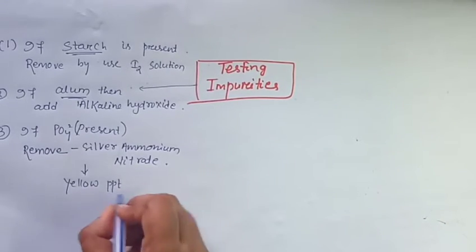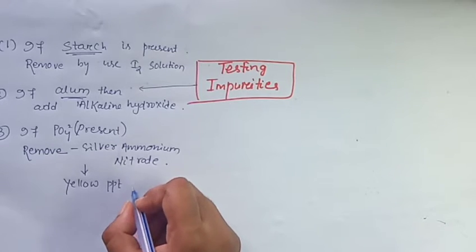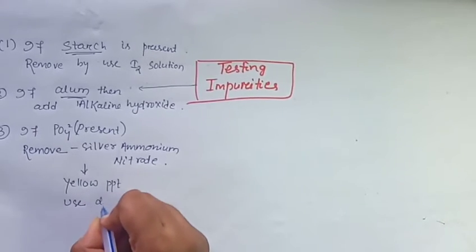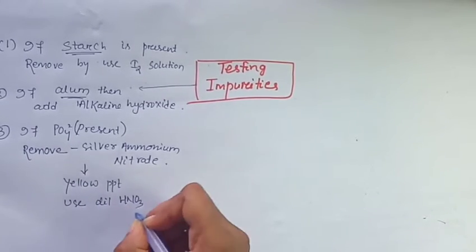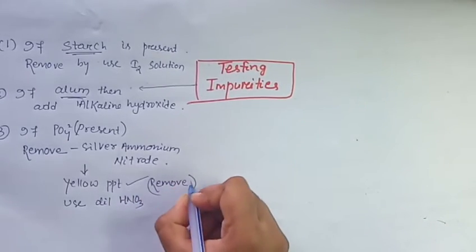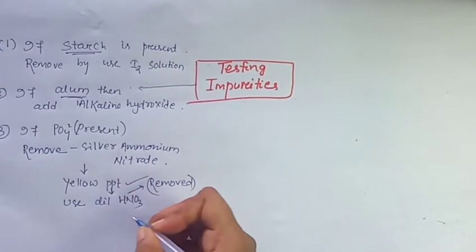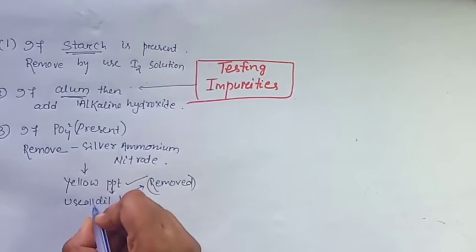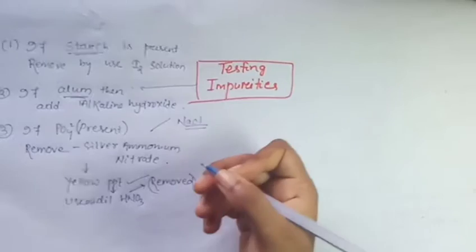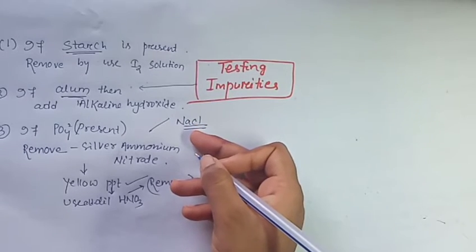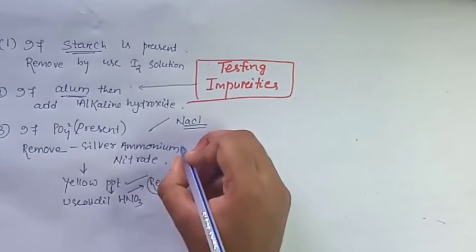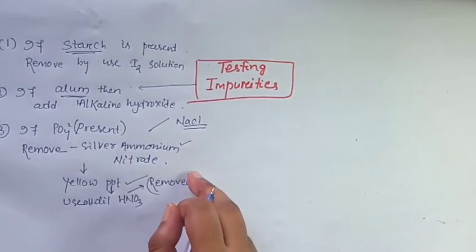Then when this yellow ppt is found, we use cold dilute HNO3, so that the yellow ppt will be removed by dilute HNO3. So that is the removal of phosphate. But here one thing: if sodium chloride or common salt is present, then silver nitrate will be used also, but no yellow ppt will be found.